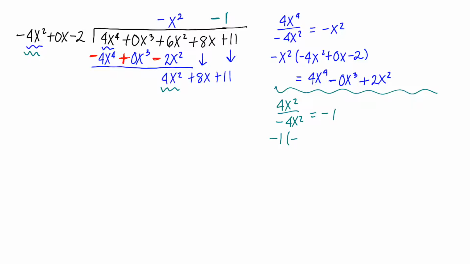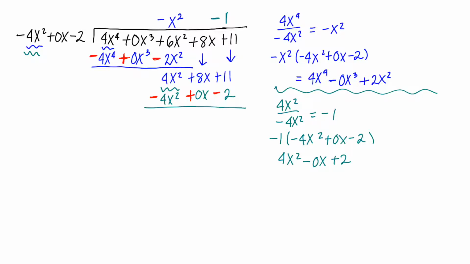Negative 1 gets multiplied by the divisor, negative 4x squared plus 0x minus 2. So 4x squared minus 0x plus 2. And then we're using the opposite signs. So this would be a minus, this would be a plus, this would be a minus. 4x squared, 0x, and 2. The 4x squareds cancel. 8 plus 0 is 8x. 11 minus 2 is going to be 9. Now notice that the degree of my remainder at this point is smaller than the degree of my divisor. That's how I know it's time to stop.